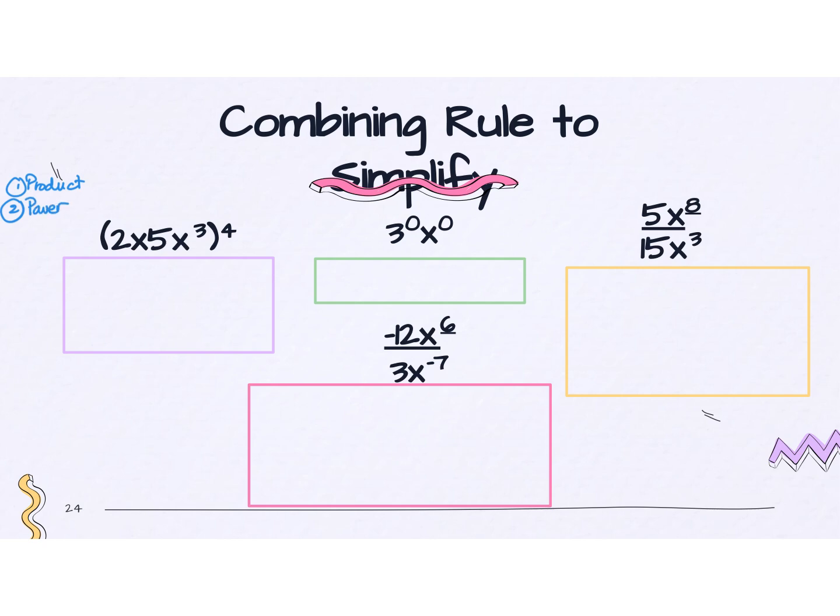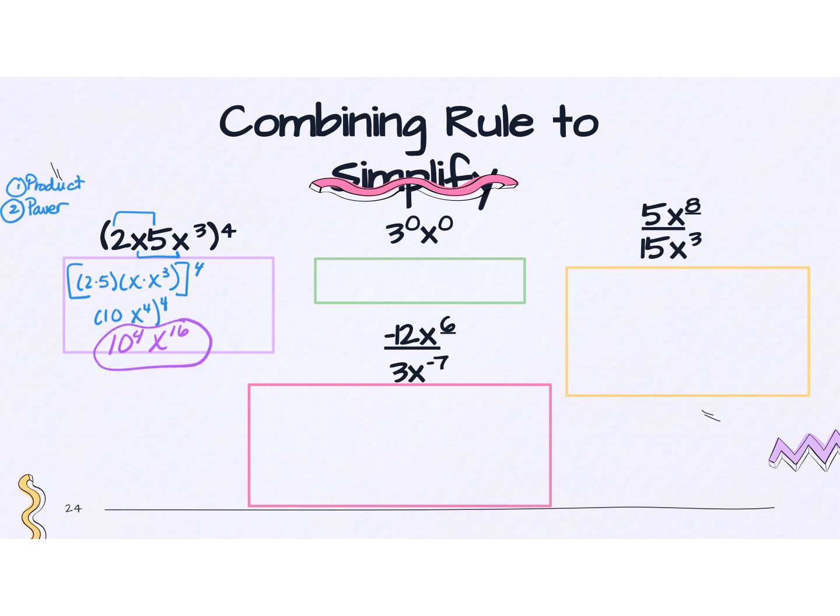All right, so the first thing I'm going to do is combine. So I'm going to have 2 times 5, and then I'm going to have x times x to the power of 3, and all of that goes to the power of 4 once I'm done simplifying. So now I have 10 x to the power of 4 to the power of 4. So my answer to this problem is going to be 10 to the power of 4 x to the power of 16.